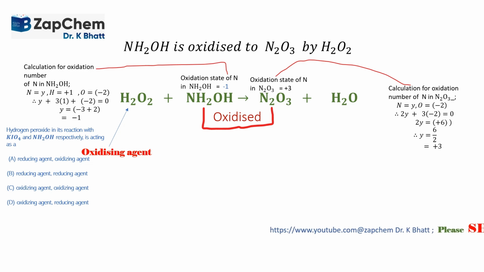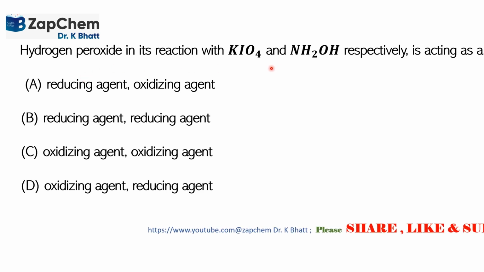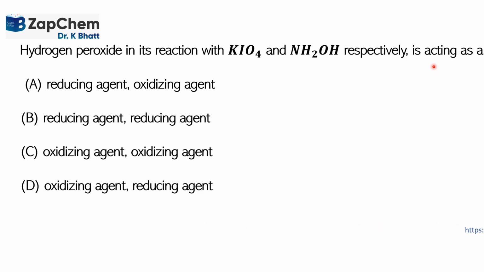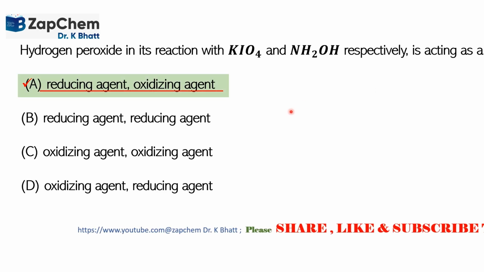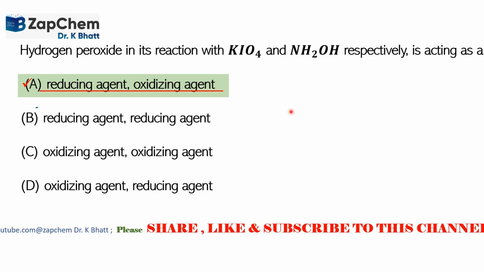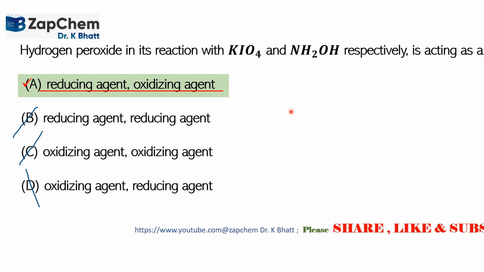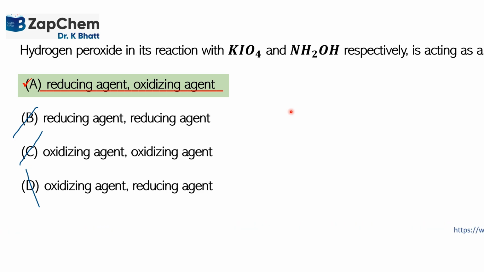In the second case, therefore, so far as our question is concerned, hydrogen peroxide in reaction with KIO4 and NH2OH respectively is acting as a reducing agent and oxidizing agent. Option A is definitely therefore correct. The other options B, C, and D are not correct and can be ignored so far as the answers are concerned.